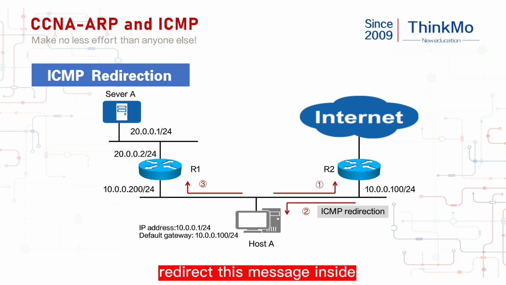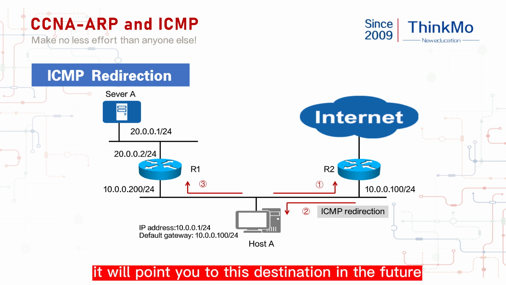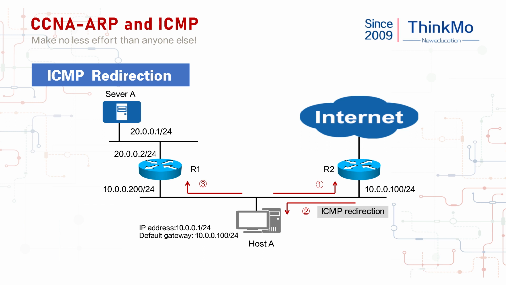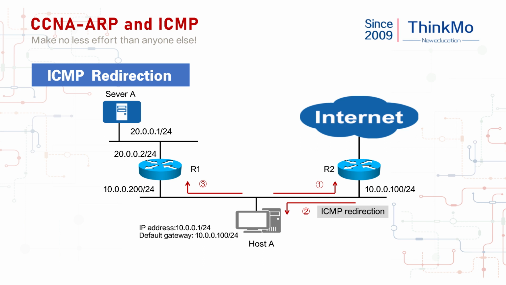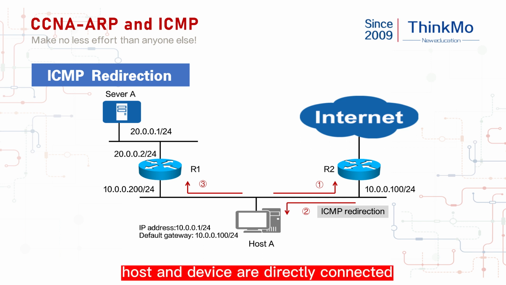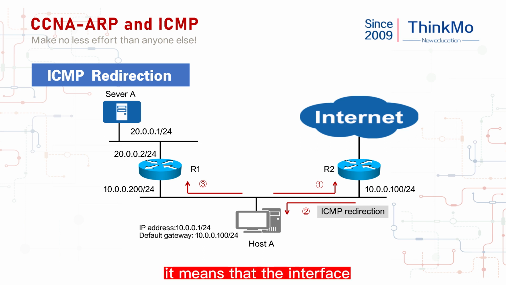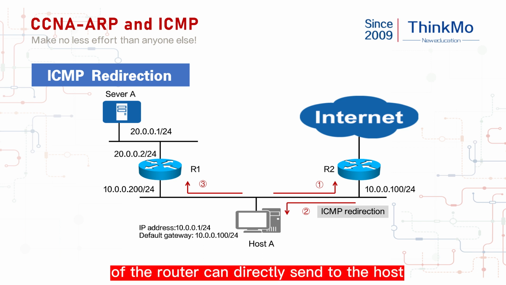Redirect this message inside. It will point you to this destination in the future. Next device, go this place. It will only go like this when accessing the server. This is called ICMP redirection. Host and device are directly connected. It means that the interface of the router can directly send to the host.